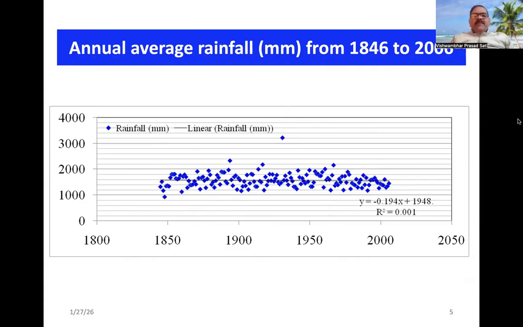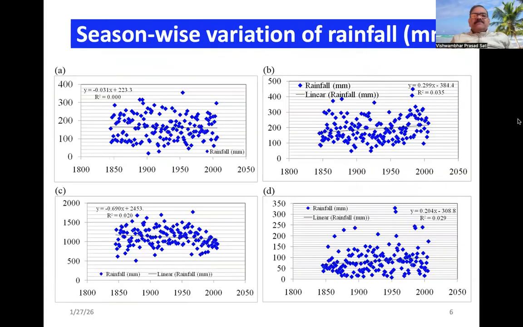And then if we see average rainfall change during the 150 years, we find that it is quite decreasing. In the Western Himalayan region, the rainfall is decreasing, and the R square value is 0.001%. So this decreasing rainfall is also one of the important issues that we will talk about.